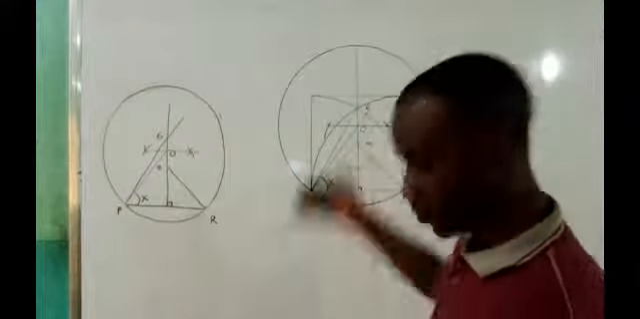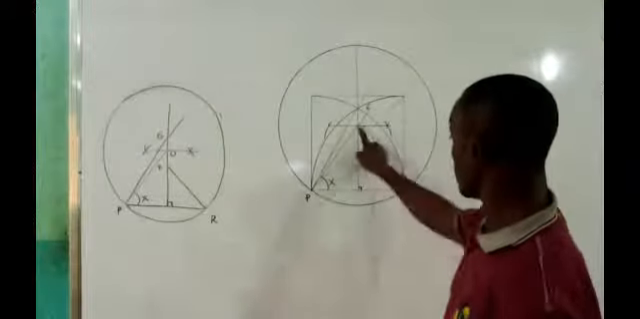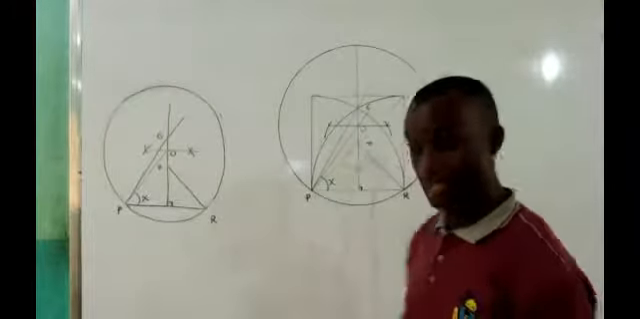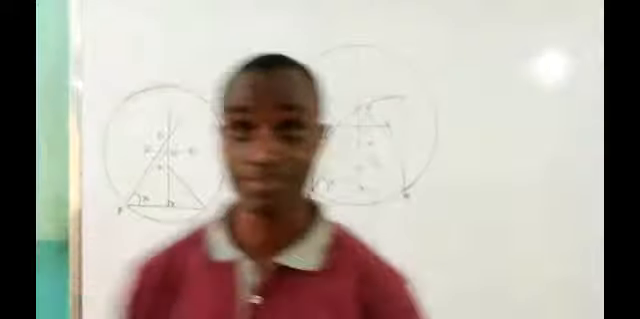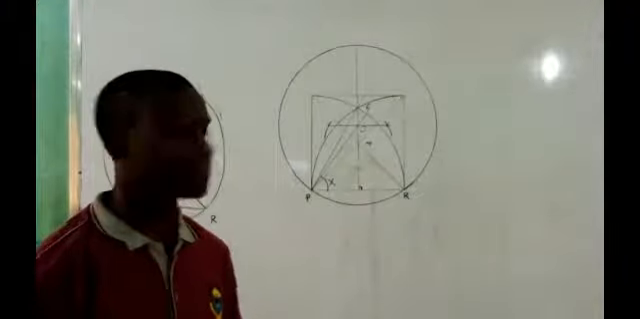So they now use it to create a question. They ask you, the line that passes from here to OP, what is it? The answer is pentagon. D is pentagon. So the correct answer here is D for 18.